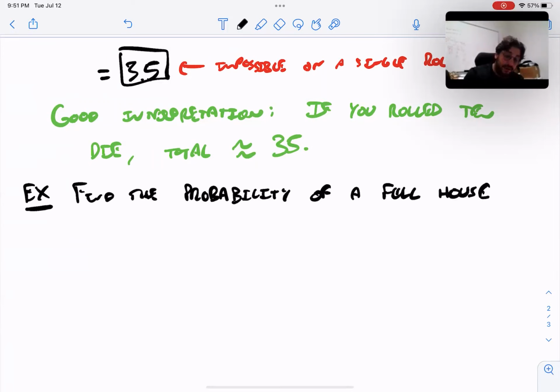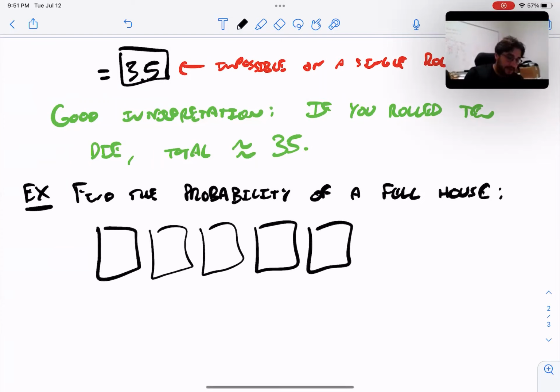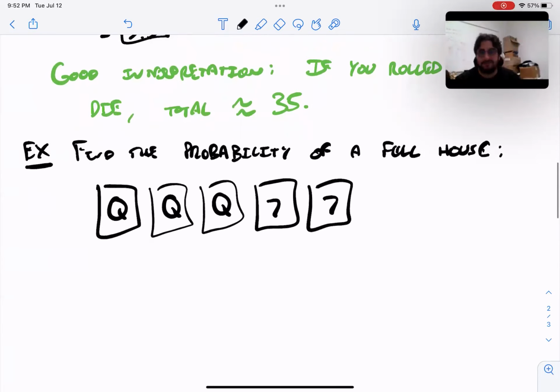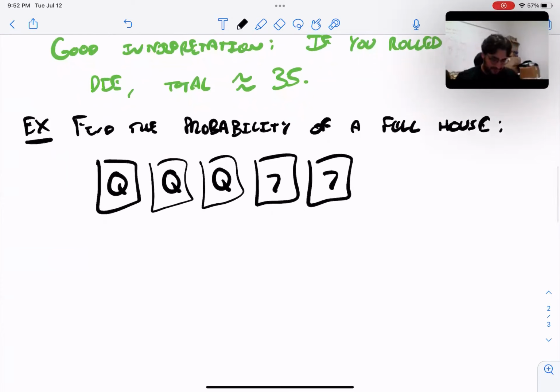And what is a full house? A full house means that in 5-card poker, you have 3 of the same denomination and also 2 of the same denomination. The suits are irrelevant. They could be absolutely anything. So that's how you get a full house. It doesn't matter if there's any sort of agreement between the two denominations or anything like that. So for example, if I had 3 queens and 2 sevens, that's a full house. Suits don't matter. So let's find the probability of a full house in standard 5-card poker.